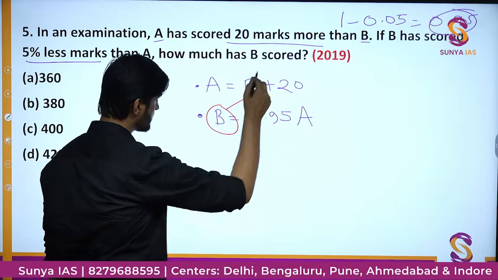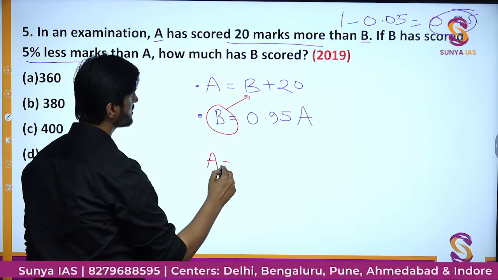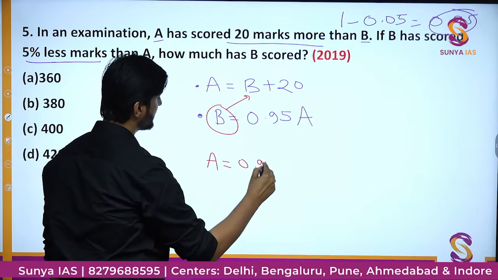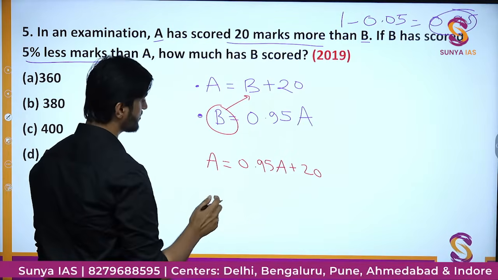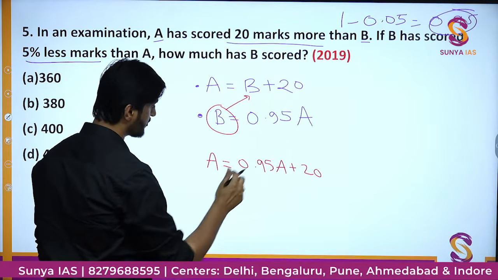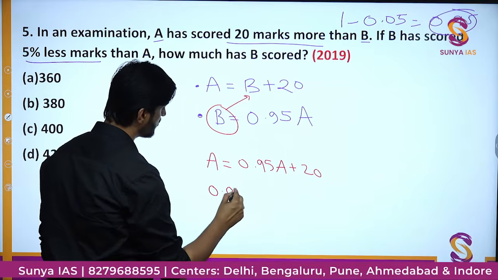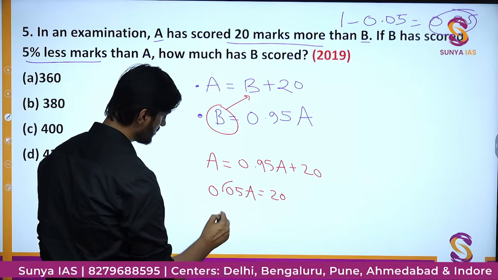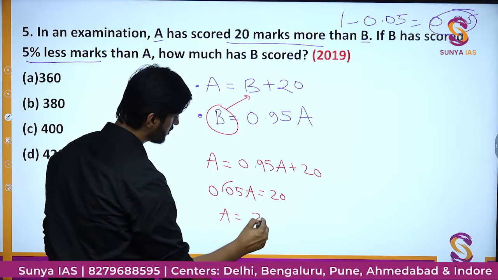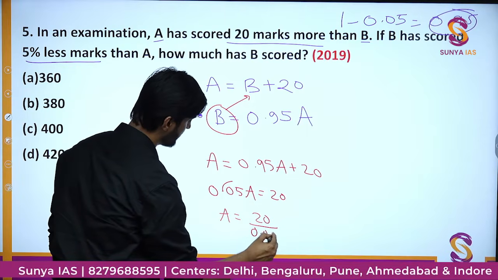Let me just substitute the value here. You will get A is equal to 0.95 A plus 20. You send this figure in subtraction here. So 1 minus 0.95 will get net 0.05 A is equal to 20. A is nothing but 20 divided by 0.05.